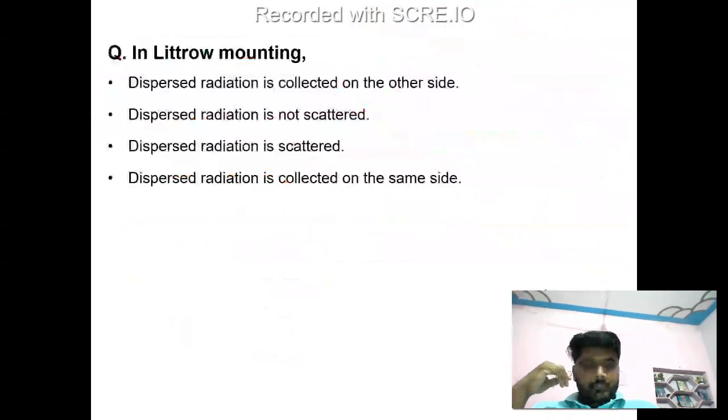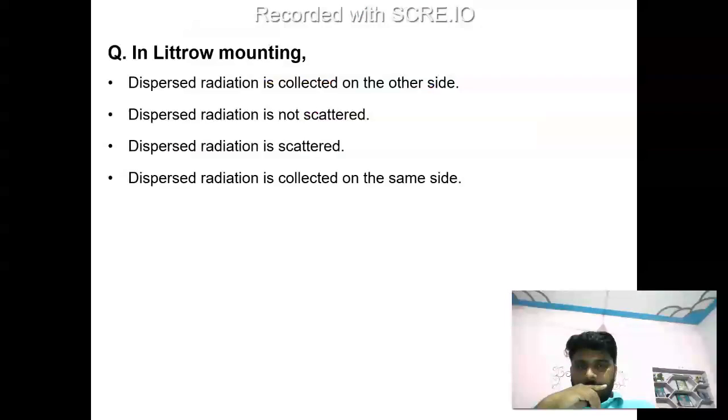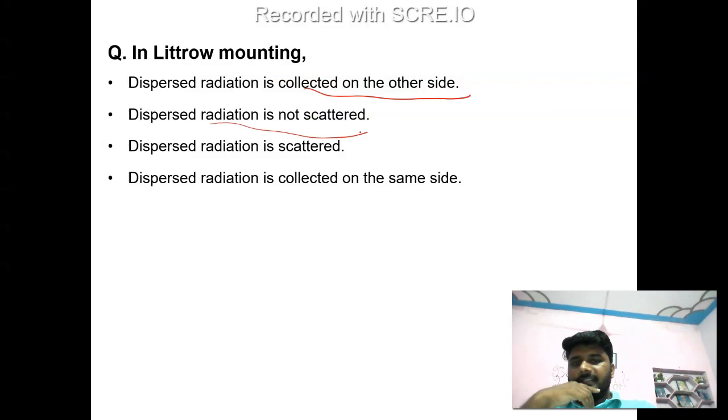Okay, so the next question is related to prism. You have read about Littrow mounting and Cornu type mounting. So you have to identify whether in Littrow mounting the dispersed radiation is collected on the other side, or on the same side.